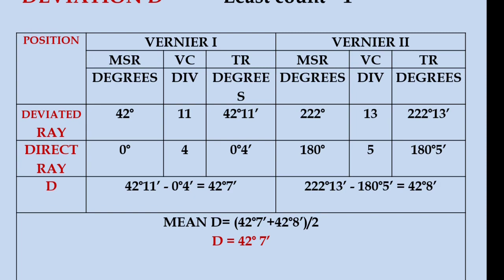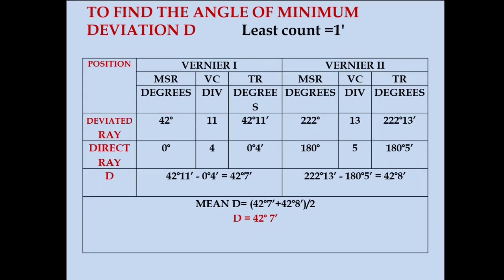The readings from vernier 1 and vernier 2 are almost the same, 42 degree 7 minutes and 42 degree 8 minutes. Let us take the mean. Adding these two and dividing by 2, you will get 42 degree 7 minutes and then half a second, which let's not take into account. So it is 42 degree 7 minutes.